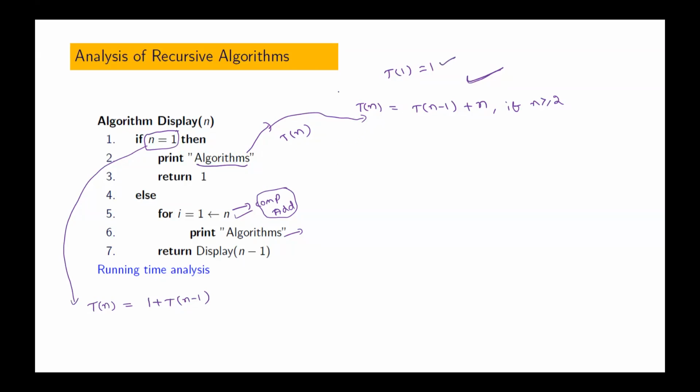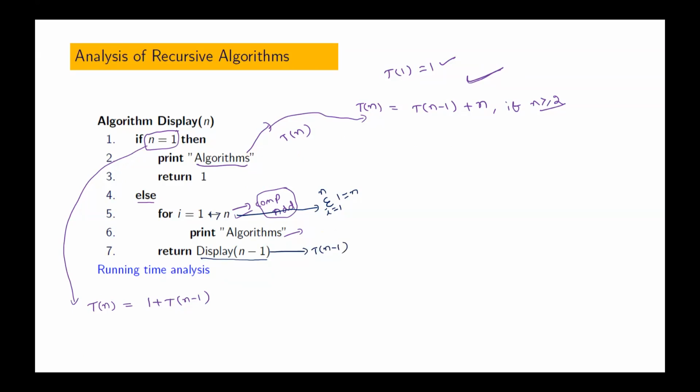If n is more than 1, that means if n is greater than or equal to 2, then the else part is executed. In the else part, for each value of i from 1 to n, one time it is executed. That means it is n. So n times this algorithm is displayed. After that, again we are calling the same function with n minus 1 as input. That means the time for this is T of n minus 1. So if n is greater than or equal to 2, the number of times this is displayed is n plus T of n minus 1.